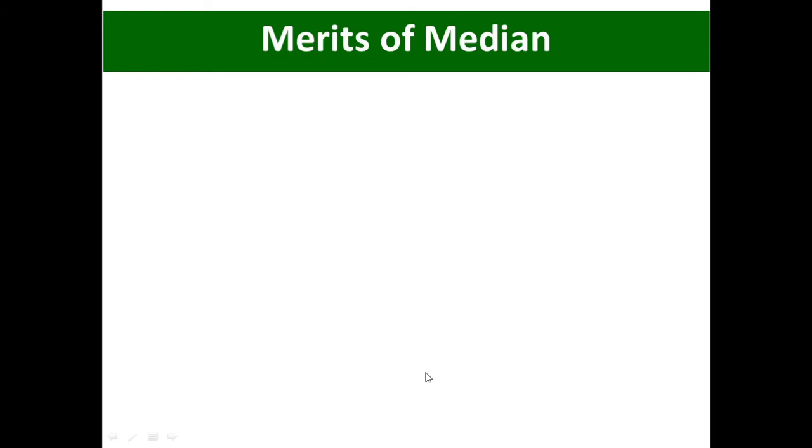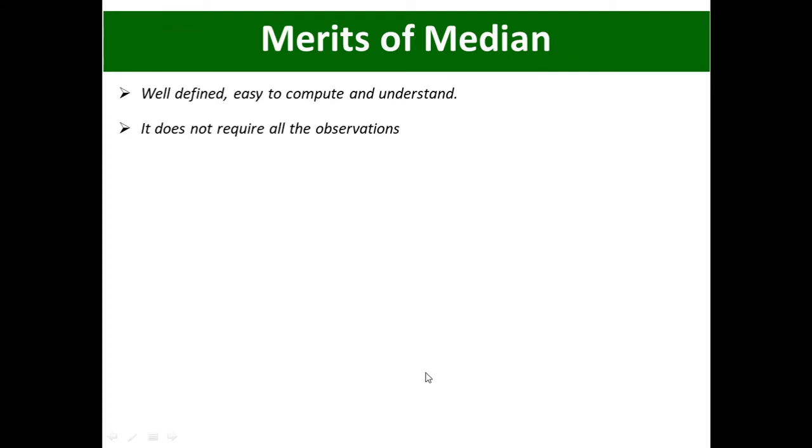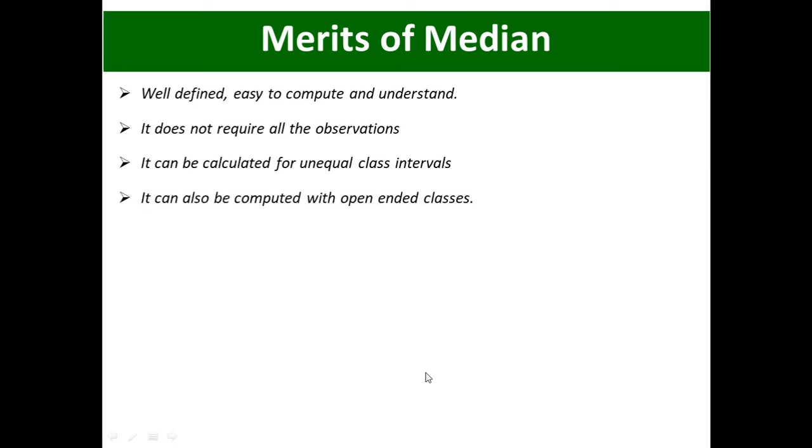Like any other statistical parameter, median also has its merits and demerits. Let's first discuss some of the merits. It is well-defined and easy to compute and understand. It does not require all the observations of the data for its determination. It can be calculated even for unequal class intervals. It can also be computed in case of frequency distribution with open-ended classes, which is impossible in case of arithmetic and geometric mean. That's the main advantage of median.